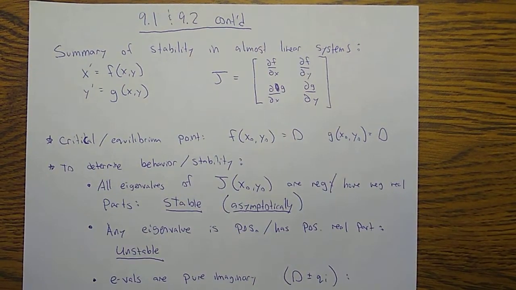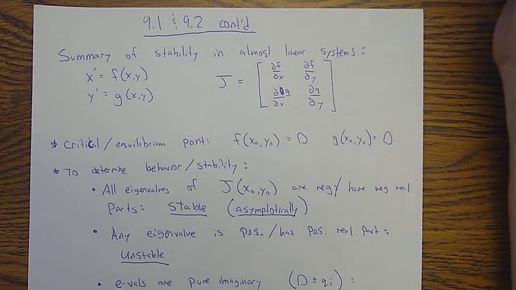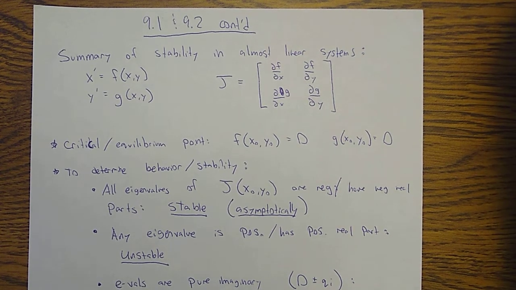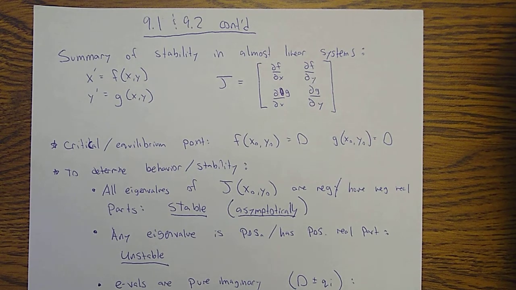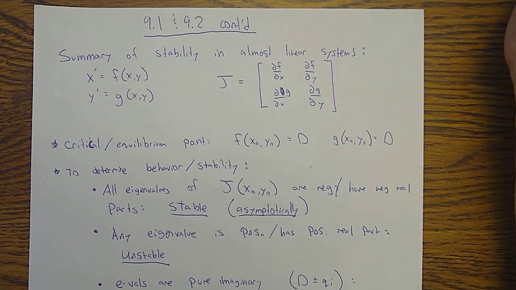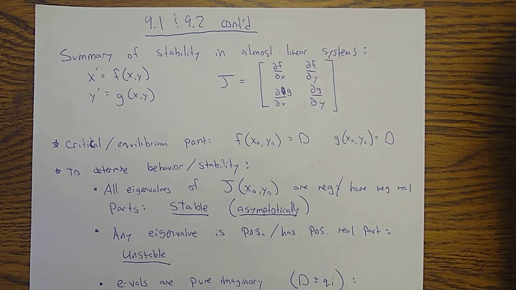Okay, so let me summarize what we were talking about out of 9.1 and 9.2, which, if you recall, I would describe as being about stability or instability of systems of differential equations. Really, this is about 2 by 2 systems. The stuff that we're talking about is applicable to higher, like 3 by 3s and so on, but in this class, we're just going to talk about it in the context of 2 by 2 systems.